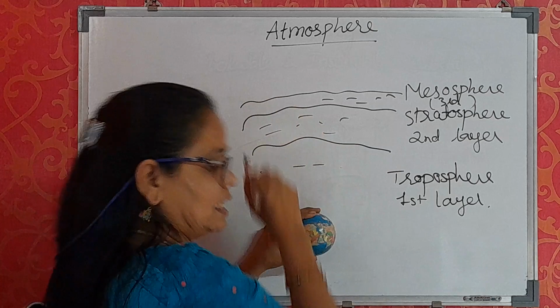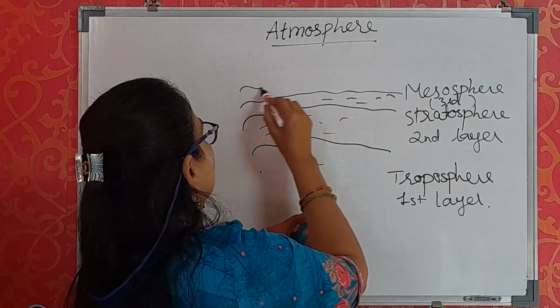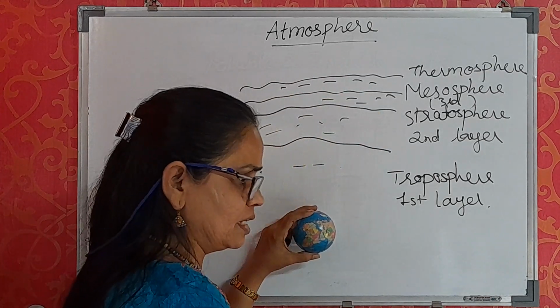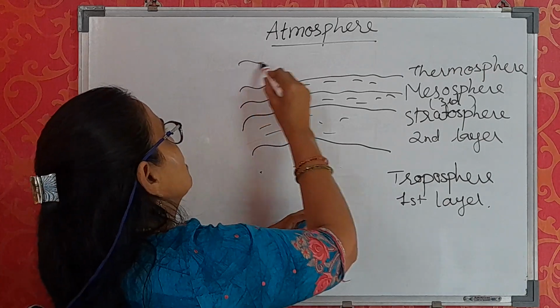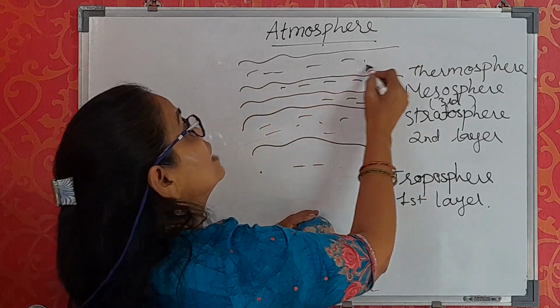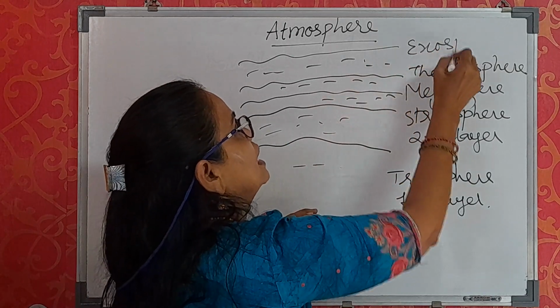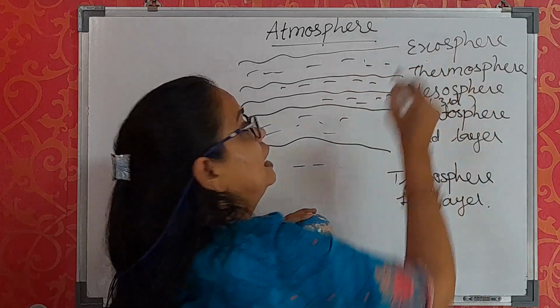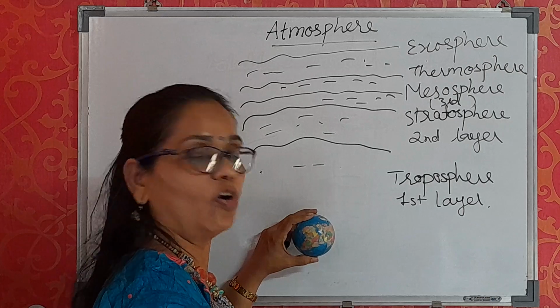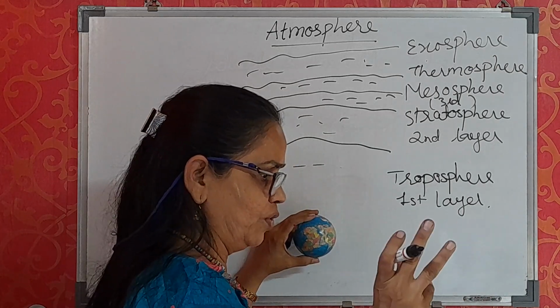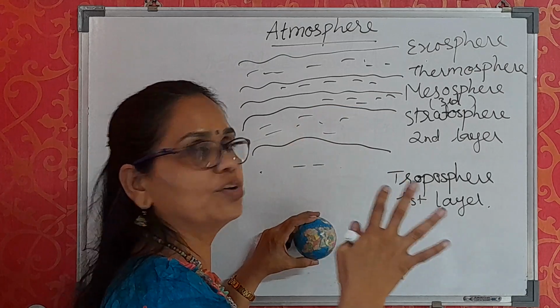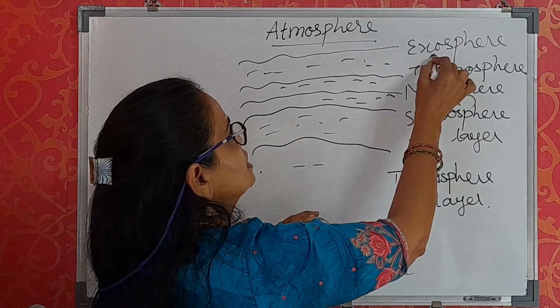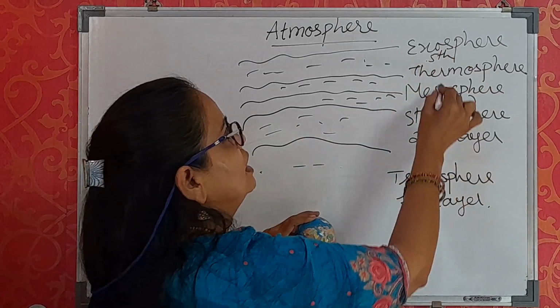Now the next layer is the thermosphere. Here the space shuttles orbit in the thermosphere, and the last layer of the atmosphere is the exosphere. What is it? Exosphere. Here the communication of all mobiles, radios, right? So it helps for the communication of mobiles, radios, etc. So this is the last, fifth layer.